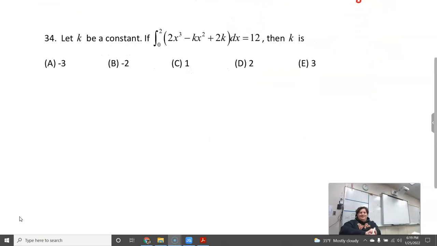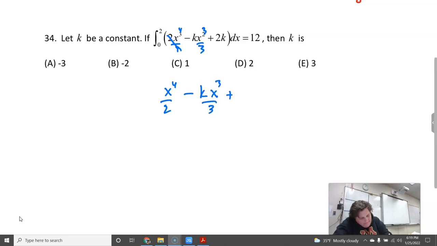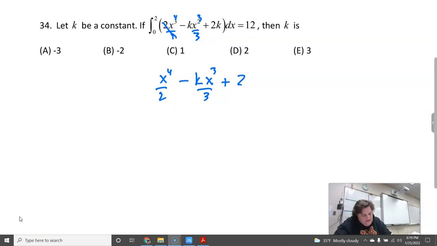All right, last one. Oh, let k be a constant. Okay, let's integrate this. Here we go. All right, x to the 4th over 4. That reduces, so it's x to the 4th over 2. X to the 3rd over 3. Okay, the integral of 2k. Now remember, 2k is a constant. K is a constant, so it's just a number. So that's 2kx. I'm evaluating 2 to 0.